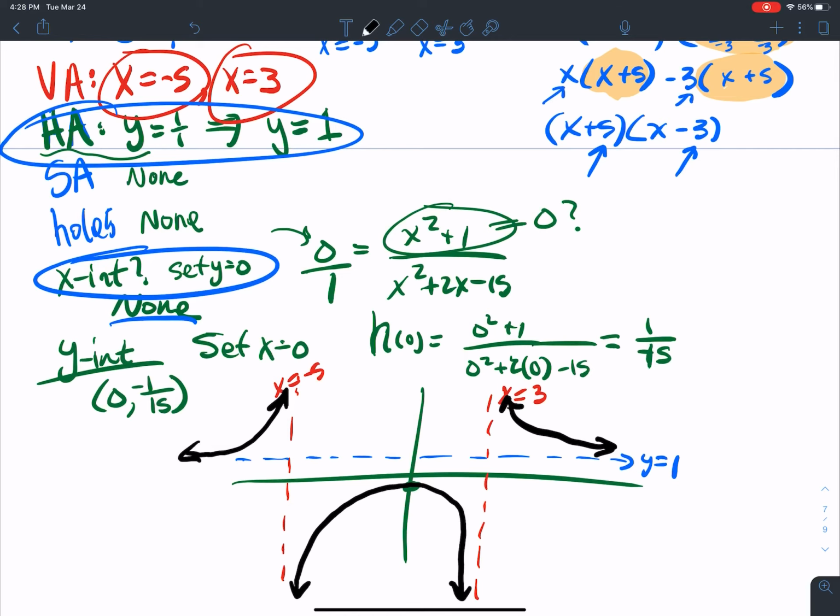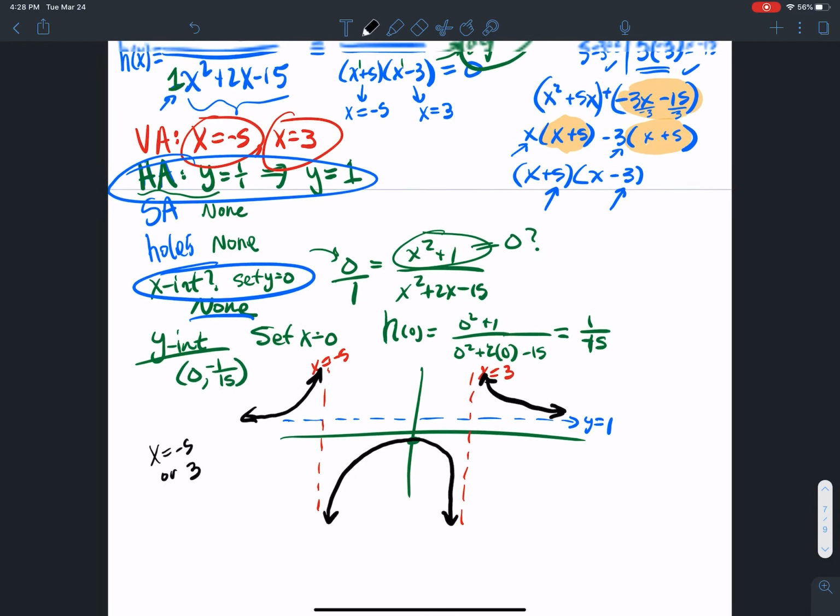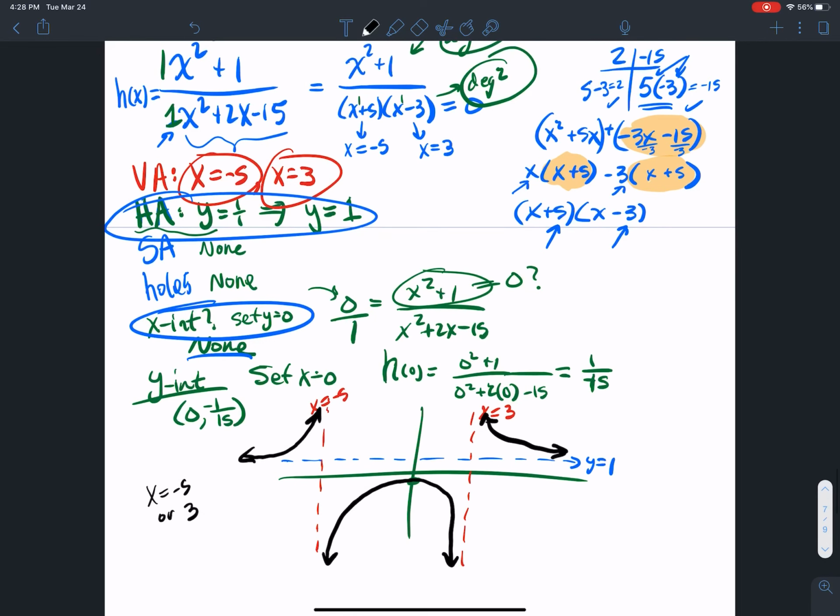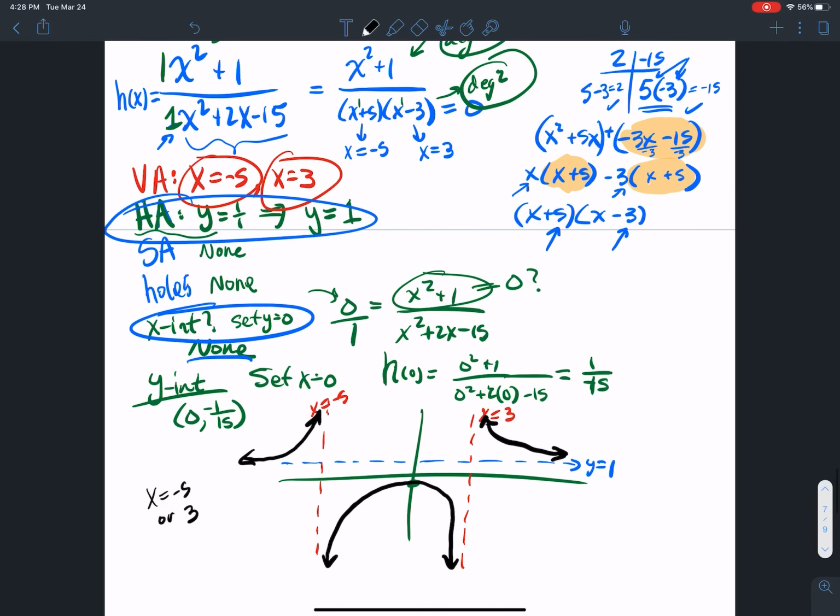Now, we could find another point if you were asked to find another point on the graph. Don't pick x equal to negative 5 or 3. Why? Because those are where the vertical asymptotes are. That would be bad to plug into our function. So maybe we can plug in x equal to 4 and see where that outputs up here. So 4 comma what, right? That's what we're looking for.